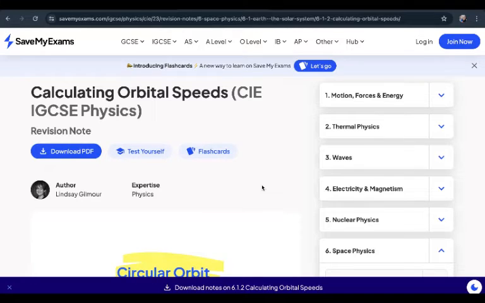Academy. Today we're looking at space physics, and in space physics today we'll be looking at the orbital speed. Okay, we're going to look at the orbital speed, how to calculate the orbital speed.